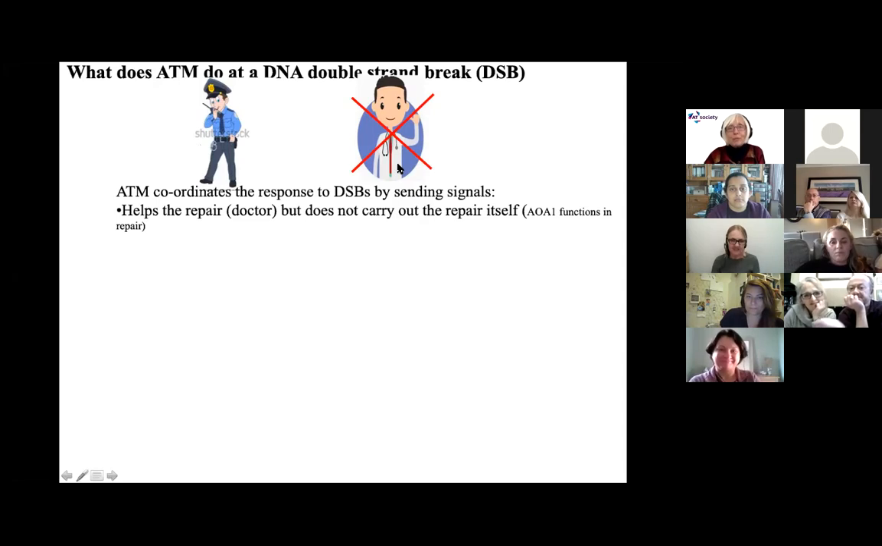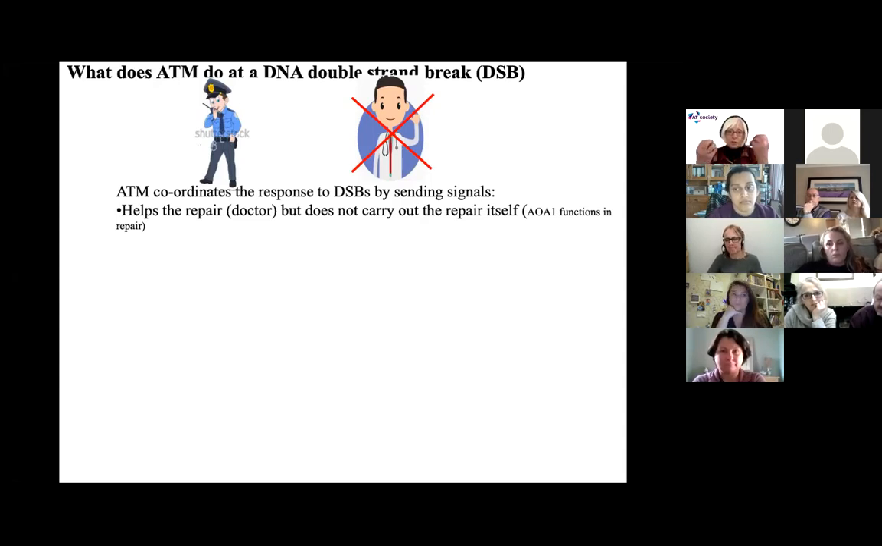It's not doing the repair itself, but this is where I wanted specifically to say about AOA1, that is a repair enzyme. It's a specialized sort, and it actually will function at both a single strand break and a double strand break. But it's doing the repair itself. It's not doing all this signaling. So some of the signals ATM is sending out in the cell will not be done by the protein defective in AOA1, which is called aprataxin.